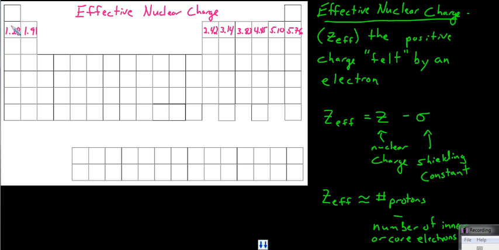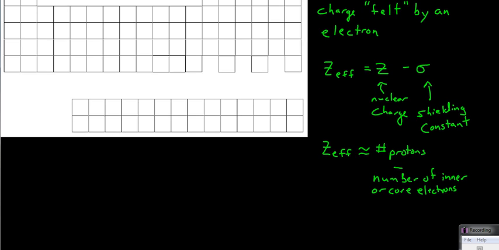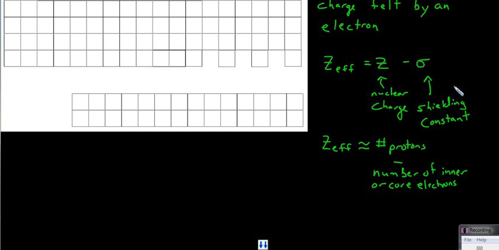We can see that it becomes bigger and bigger as we go to the right in the periodic table. This is because effective nuclear charge is the nuclear charge minus the shielding constant, the shielding by the inner electrons. Approximately, effective nuclear charge is about equal to the number of protons in the nucleus minus the number of inner or core electrons.